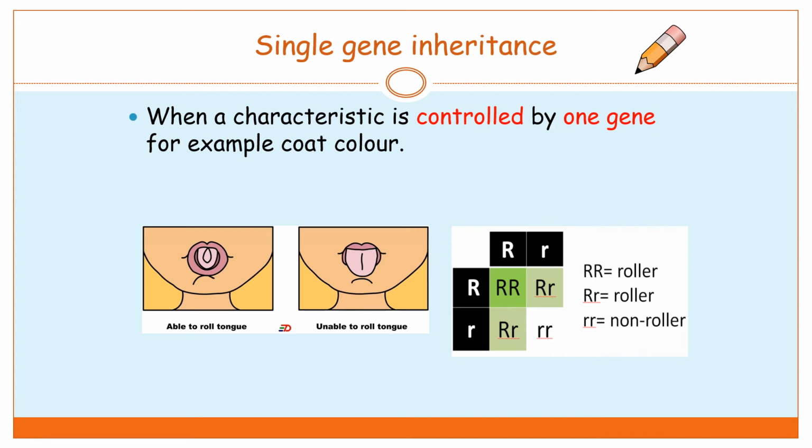What is single gene inheritance? Single meaning 1. So it is where a characteristic is controlled by 1 gene. So for example, coat colour. Again, you need to know this, so make sure you note it down and you learn it before you move on.